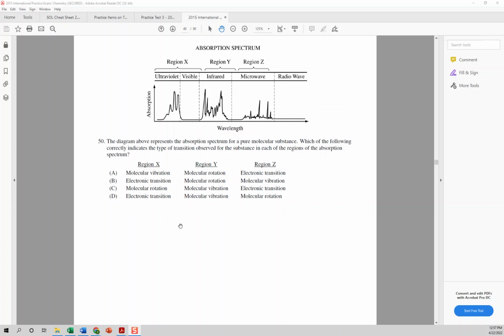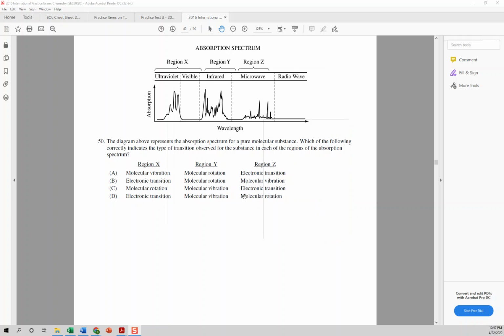All right, so what do you think? To make the particle vibrate more, or to make the particle just rotate is going to take more energy? To make it vibrate more is going to take slightly more energy. So that's infrared. So I know the answer is D now. And then the lowest energy thing there is just making the molecule rotate. Okay. But again, I want to stress this.